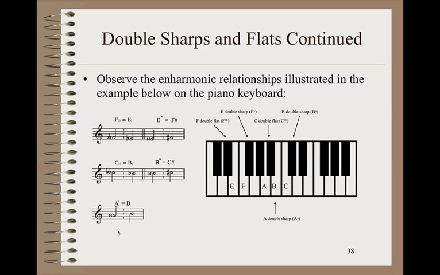One more. A double sharp is B. Now this is actually an easy one because we don't have to worry about those places that don't have a black key in between. And so an A double sharp is the same again as two half steps above. So here's the A right over here, and then you go up a half step to the black key, to the B. So A double sharp is the same as B.